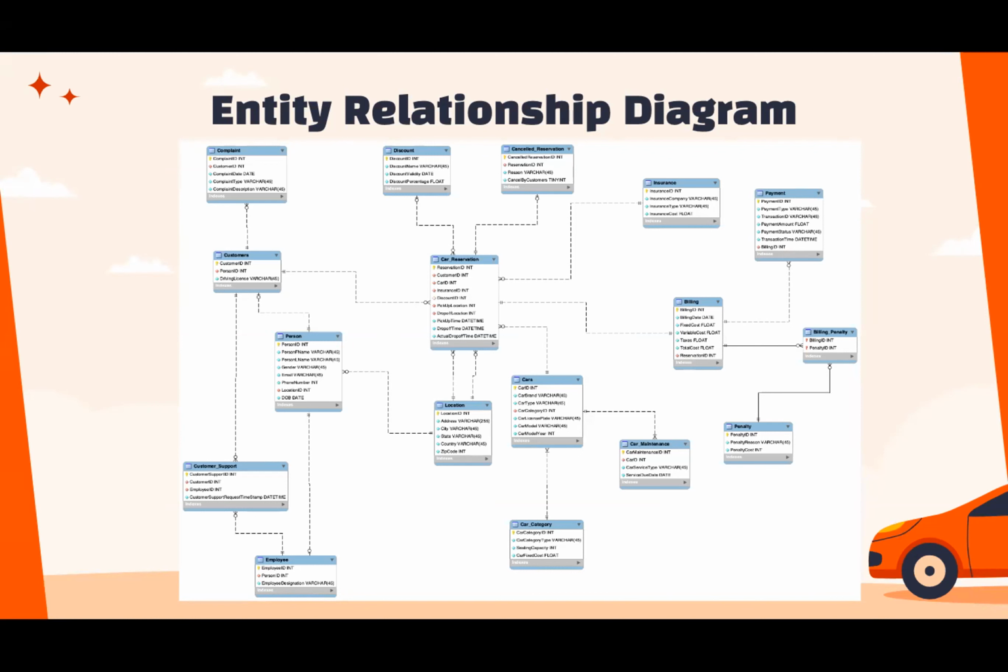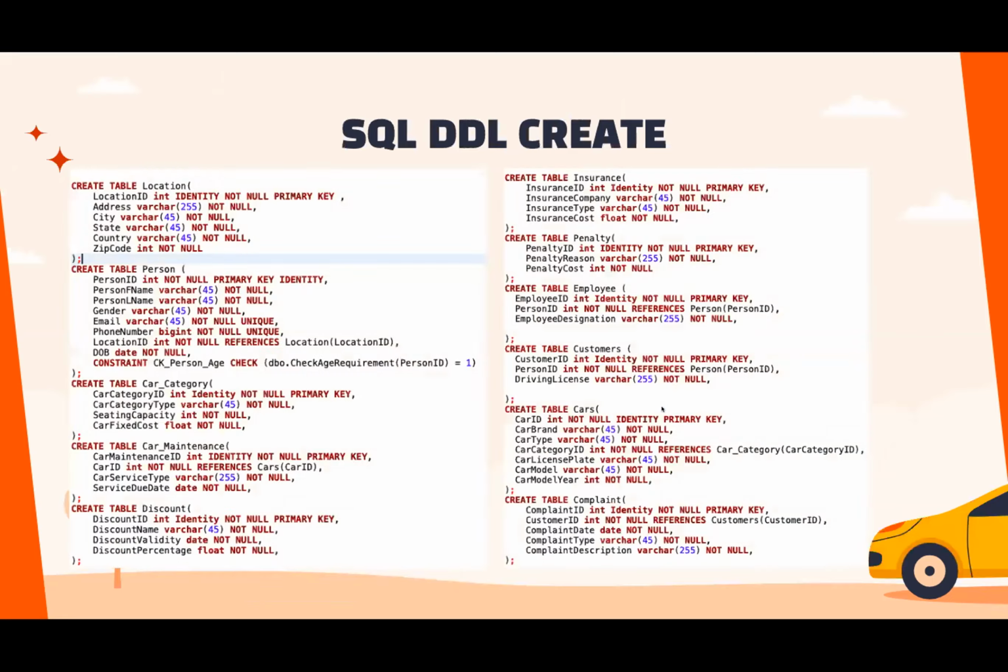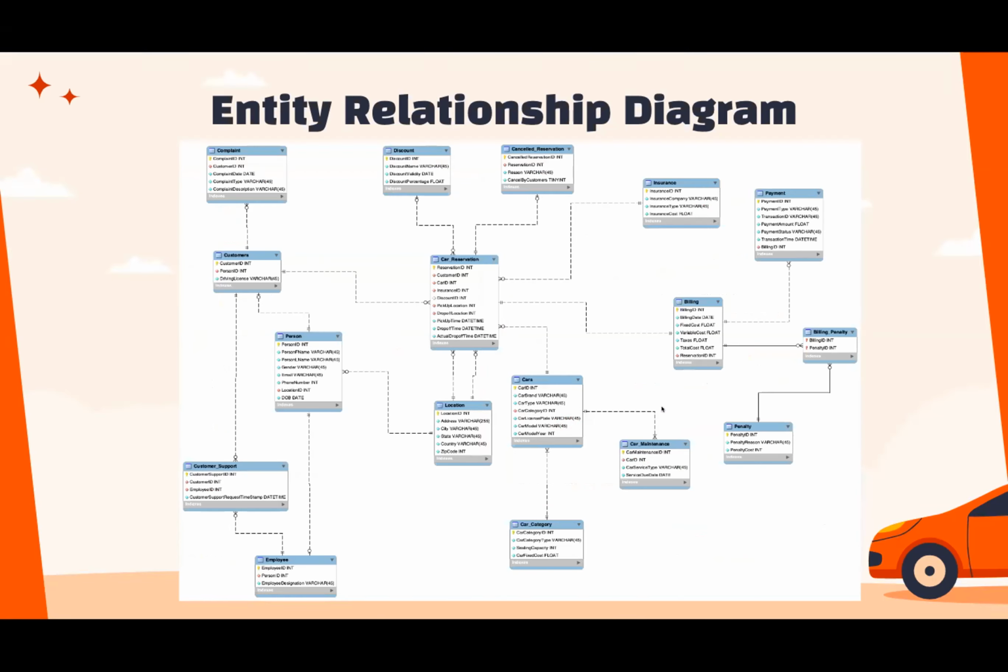Billing has a relationship with both the payment and penalty tables, as each bill may have zero or more payments and penalties. The payment table is used to track all the payments made by the customers for a particular bill. And finally, we have the billing penalty table, which is a dependent table that manages the penalties associated with the bill.